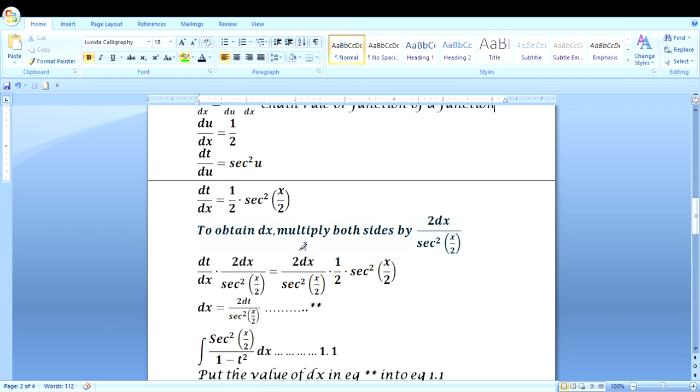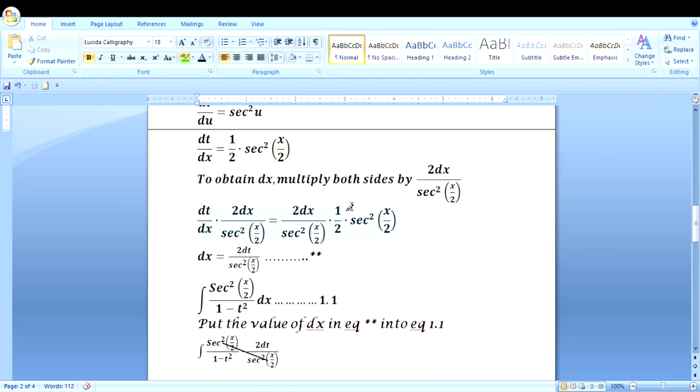Now to obtain dx, multiply both sides by 2 dx over sec square x over 2. We multiply because we are trying to make dx the subject of the relation. We could simply cross multiply and use this approach. So this becomes dt over dx times 2 dx over sec square x over 2 is equal to 2 dt divided by sec square x over 2 times half times sec square x over 2.